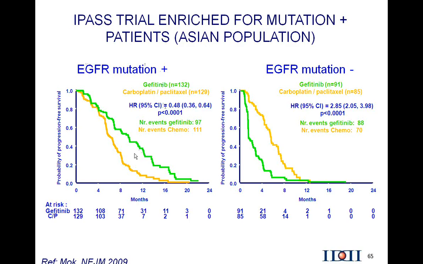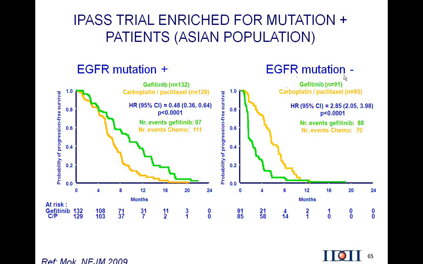If you look at the results of the IPASS trial that were published in the New England Journal of Medicine, it's obvious that gefitinib has a big benefit compared to chemotherapy in patients who have the EGFR mutation. Again, this was not known before the trial started. All that was known was that Asian patients seemed to respond better to gefitinib than non-Asian patients. So the trial was enriched in EGFR mutation, but this was known only after the fact.